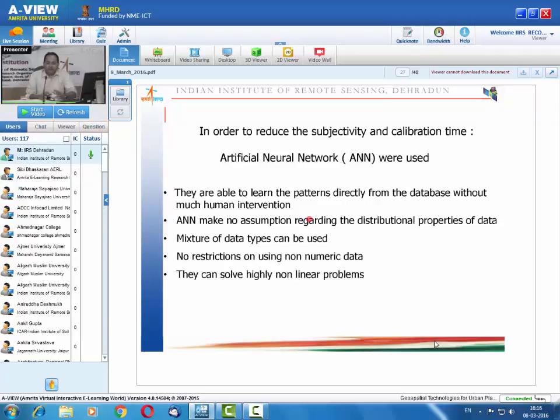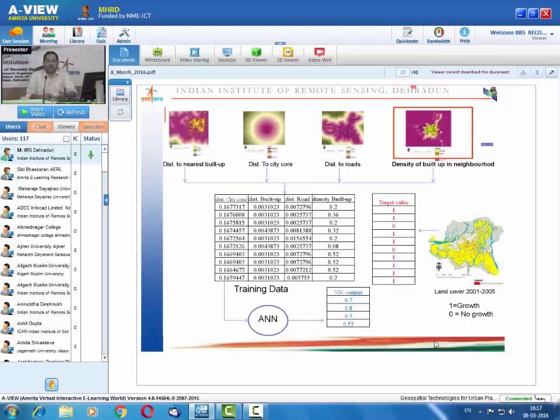They can work on different data types. They can solve highly non-linear problems. And secondly, they make no assumption regarding the distribution of data. The data may follow a normal distribution, or it may not follow a normal distribution. So these are the advantages of using an artificial neural network.